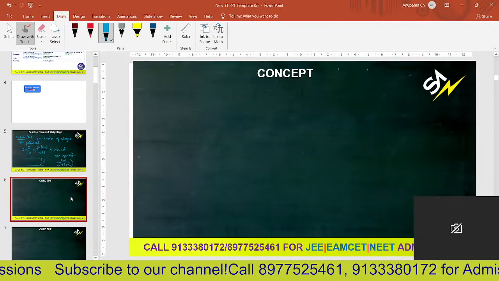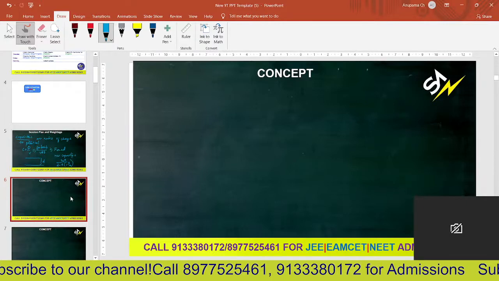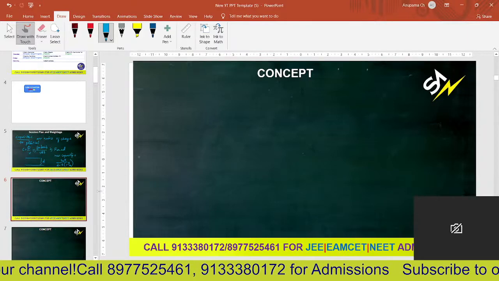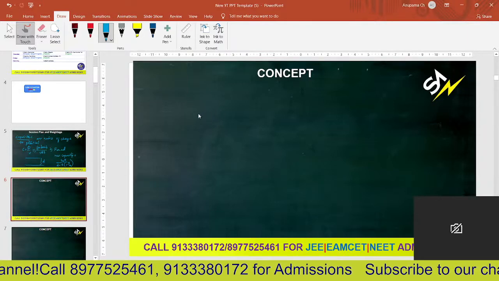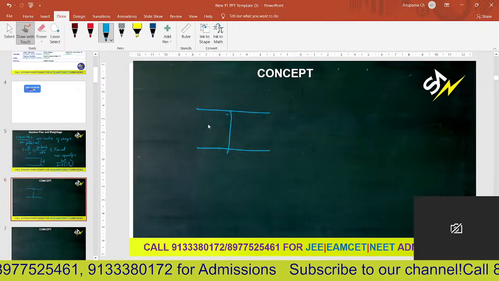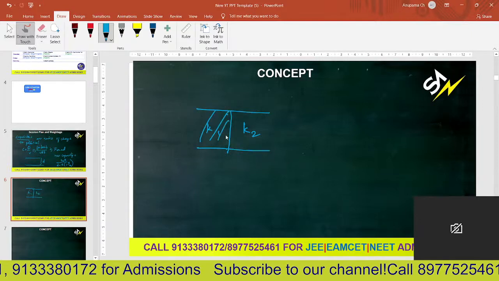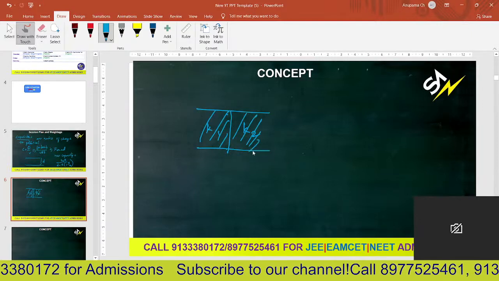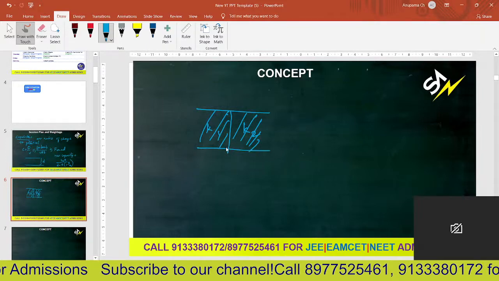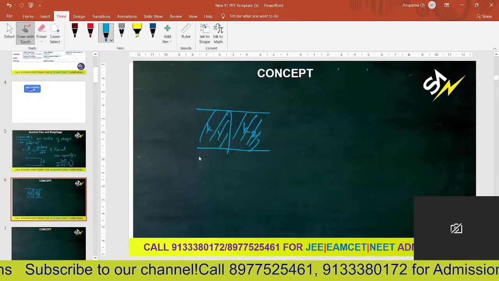Right. Now let us suppose there are two dielectric slabs of equal thickness. In the previous case we had taken only one dielectric slab. Now we are taking two dielectric slabs of equal thickness, with constants K1 and K2, and we are introducing them into the capacitor, as shown in the figure, like two parallel plate capacitors of the same thickness.